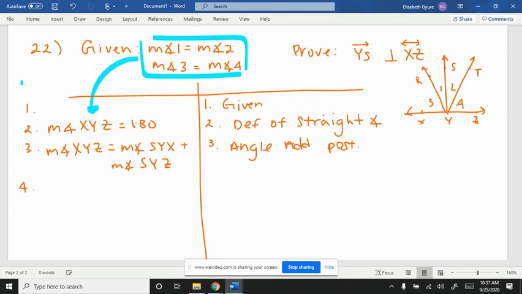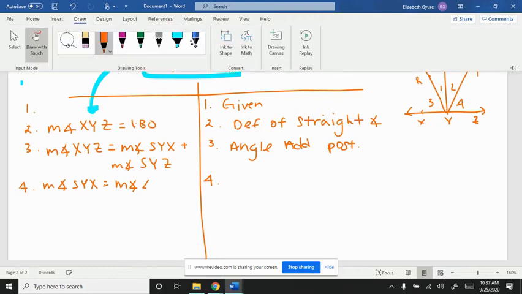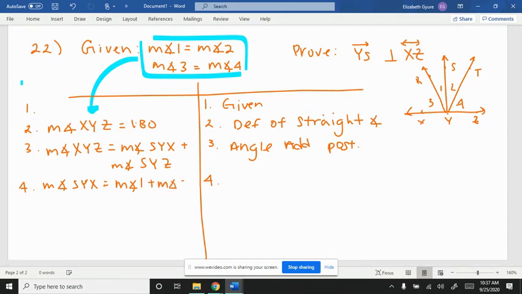Okay. So now for step 4, I'm going to then show that these are made up of even smaller parts. Again, if you have another strategy, try it out and let me know. I'm going to say that the measure of angle SYX equals the measure of angle 1 plus the measure of angle 3. And then I'm going to do the same thing with the measure of angle SYZ. That's going to equal the measure of angle 2 plus the measure of angle 4. And I used the angle addition postulate again there.